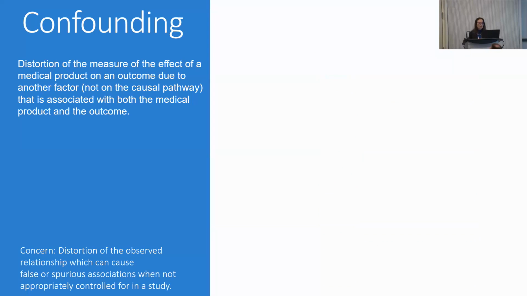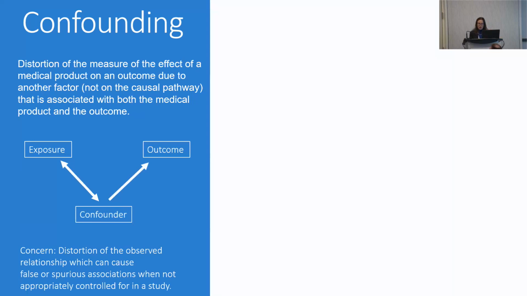The next is confounding, and I think this is something that is just classic pharmacoepidemiology, and I'm sure that all of you know, but as a confounder, we think about a confounder. A confounder is a risk factor for the disease or outcome associated with the exposure, and then is not on the causal pathway. So it must not be an effect of the exposure. And it's a distortion of the measure of the effect of a medical product on an outcome due to another factor, not on the causal pathway, that is associated with both the product and the outcome.